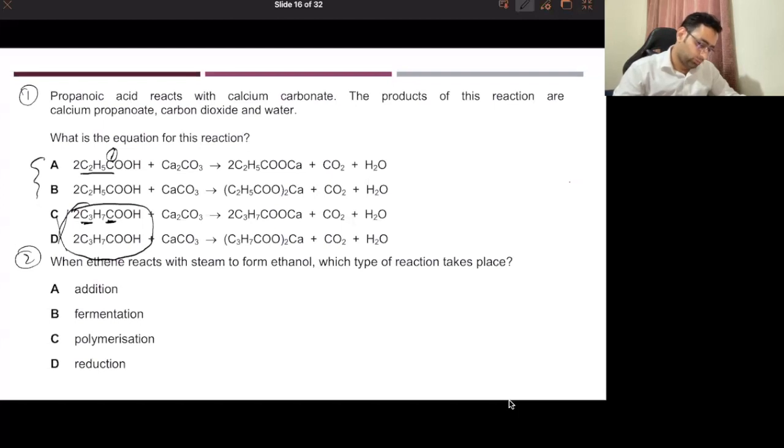So here it is going to be C2H5CO2 calcium carbonate. So the products are CO2 and water. So your answer is B.